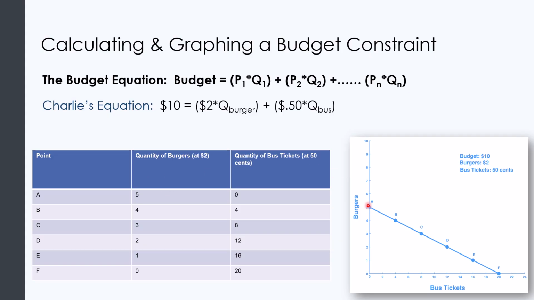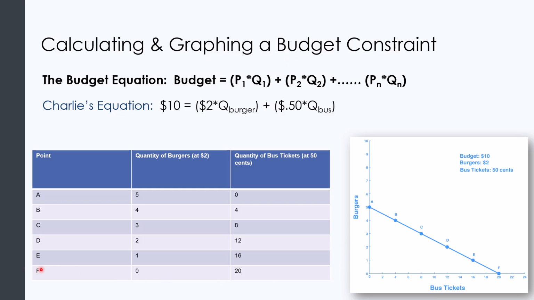And here are the other two ways I can show this information. I can show it in a table, also called a budget constraint schedule, and a graph. So at point A, Charlie could choose to spend all of his money on burgers. Nothing else. No bus tickets. Super hungry. Just wants to eat burgers. No bus tickets needed. For $10, he can get 5 burgers, 5 times 2, and have no money left over.